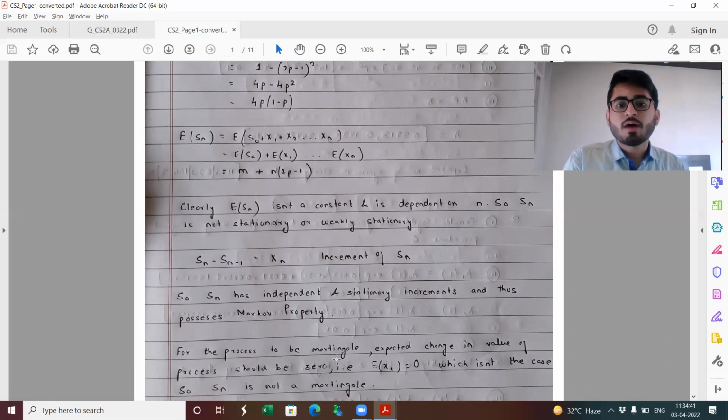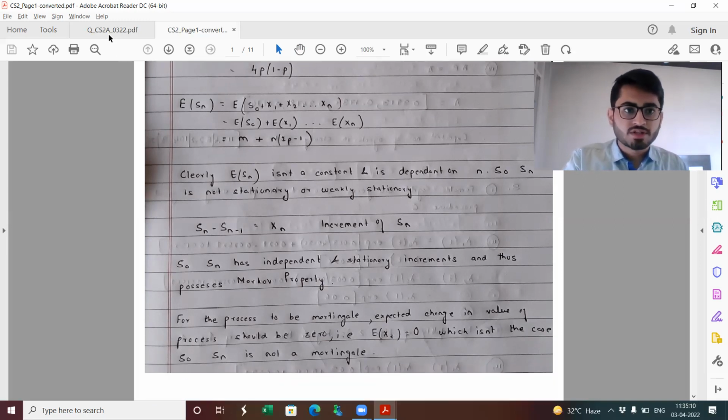For the process to be a martingale, the expected change in value of the process should be 0. So let's say if I just take the expectation of Sn minus Sn minus 1, which comes out to be expectation Xn. So clearly we saw that expectation Xn was not 0 for all values of P, only in a specific case it was. So generally the process is not a martingale, because we would want expectation Xt to be 0, which is not the case.